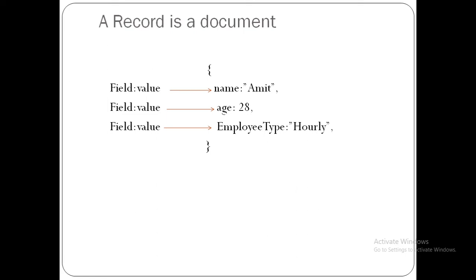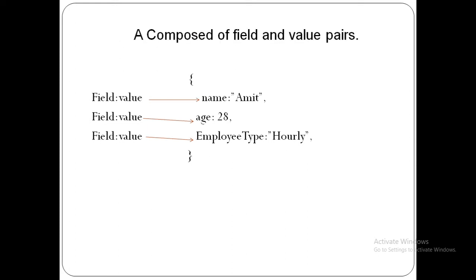Looking at an example employee document, you can see it's made up of a series of field value pairs. We have some fields here: name, age, and employee type, and also values Amit, 28, and Regular respectively. But you can imagine, in a real world document we might have many more fields, as many as make sense to define an employee based on our business requirements. Once you retrieve this particular document, you have all the information you need about this particular employee.